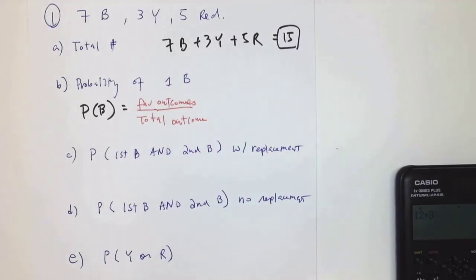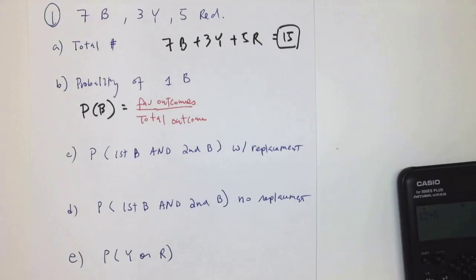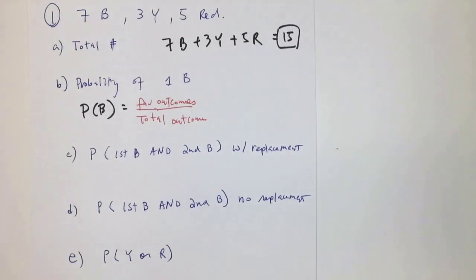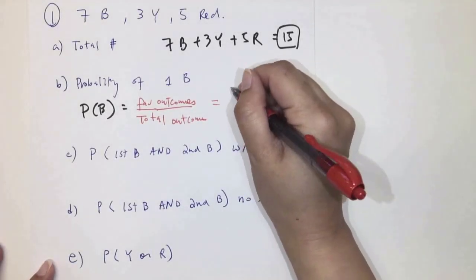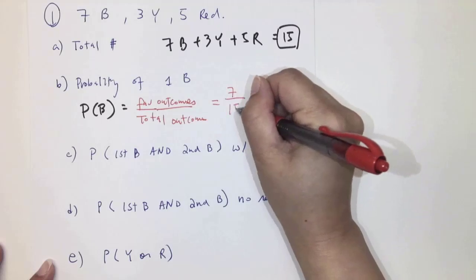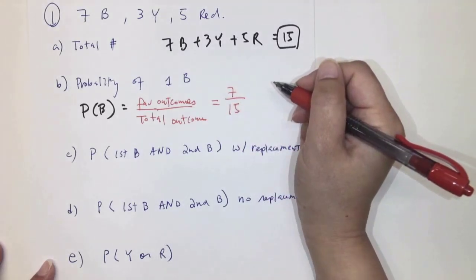So it's going to be a little bit fast because I want to show you all the questions, but I'm recording it, so I'm going to send you the link this afternoon. So if you want to watch it a few times, that's fine. Favorable outcome, blue, is 7, total is 15. Is everybody okay with that?